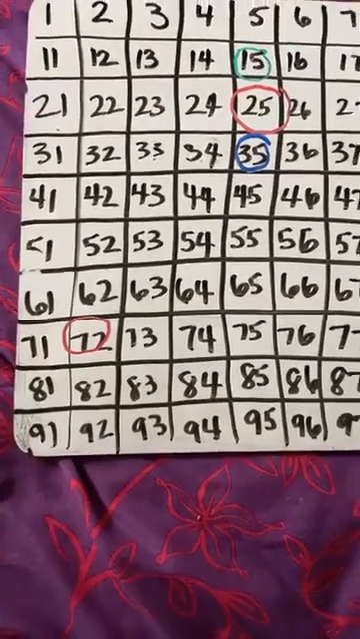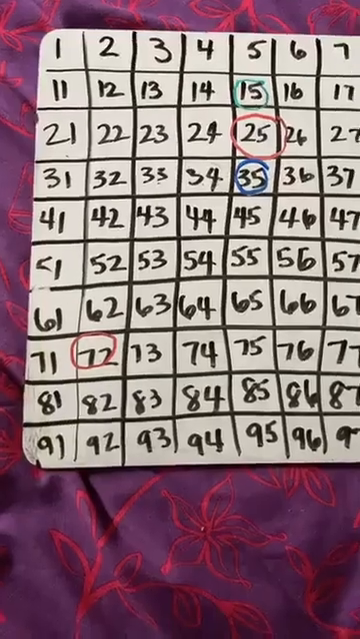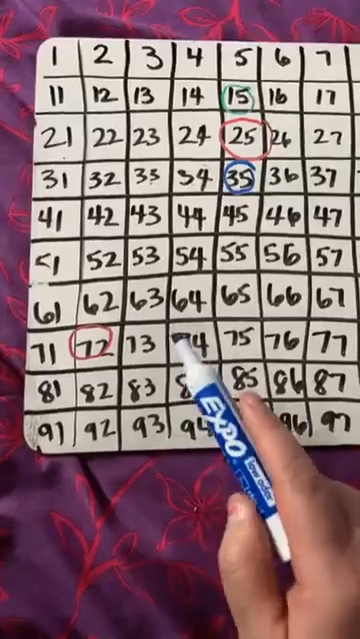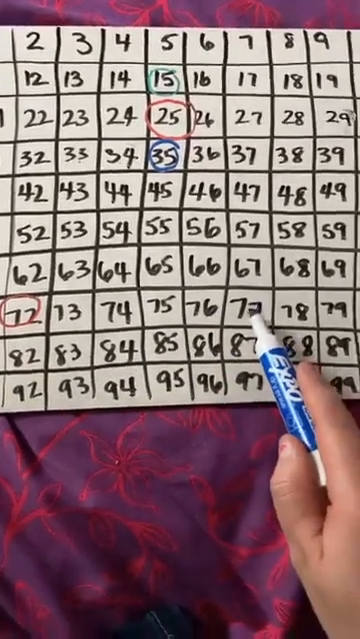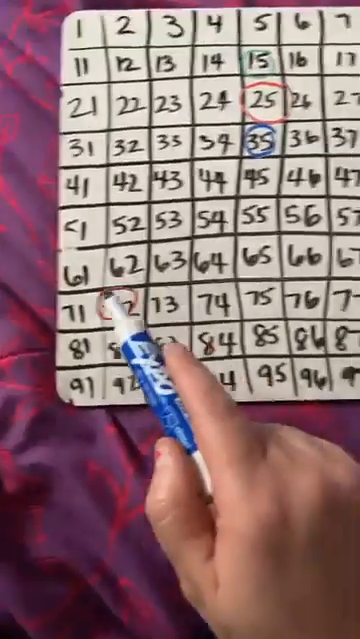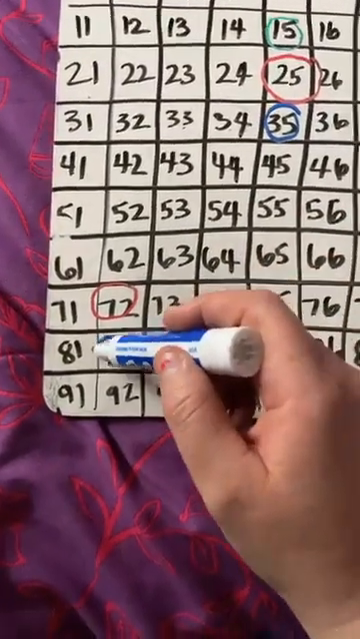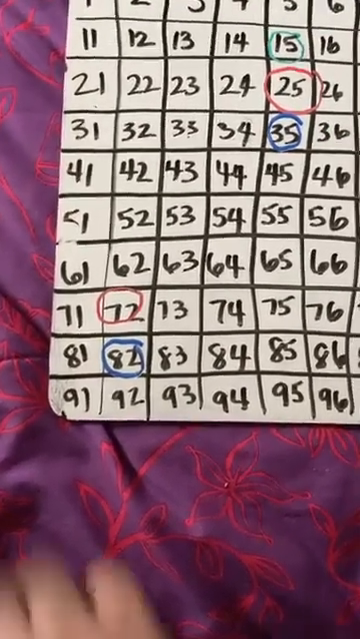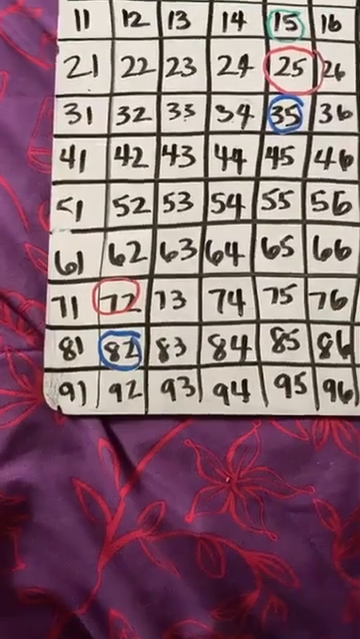Now I want to find 10 more than 72. So which way am I going to go? You're right, I'm going to go this way, aren't I? Okay, let's count on 10. Ready? Count with me. 1, 2, 3, 4, 5, 6, 7, 8, 9, 10. What number did I land on? Yes, I landed on the number 82. That's 10 more than 72. Good work.